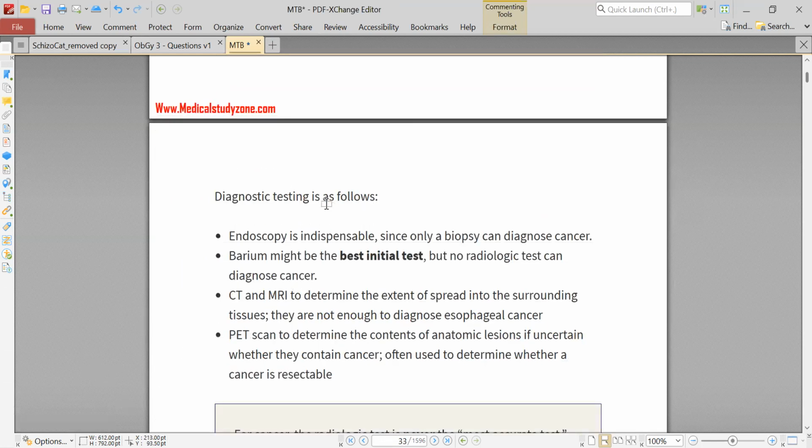Okay, now diagnostic testing. What do we do with endoscopy? Endoscopy is indispensable since only biopsy can diagnose the cancer. Barium may be the first line also. Initially, we can do a barium swallow. Then CT and MRI just for staging. We want to see the extent of the tumor. If they are not enough, a PET scan to see where it has spread.